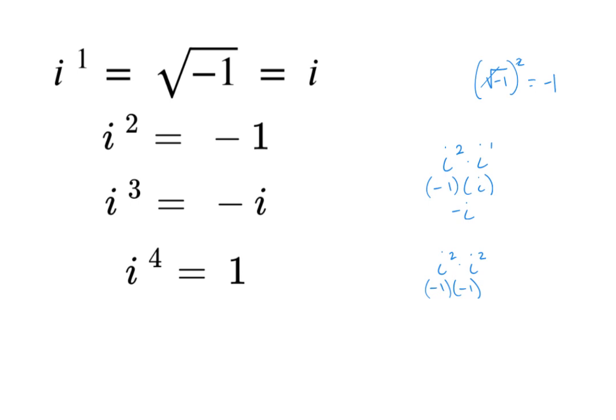We could do this all day, but what's going to happen is if you do i to the fifth, you're going to be back to this answer. And i to the sixth is going to give you this answer. And i to the seventh, and then i to the eighth, and the ninth, and the 10th, and so on. So these are only 4 possible answers when you're looking for i to some power. And so we've just got to figure out where we are in that repeating pattern.